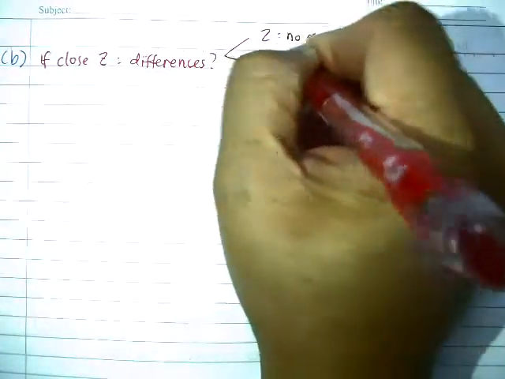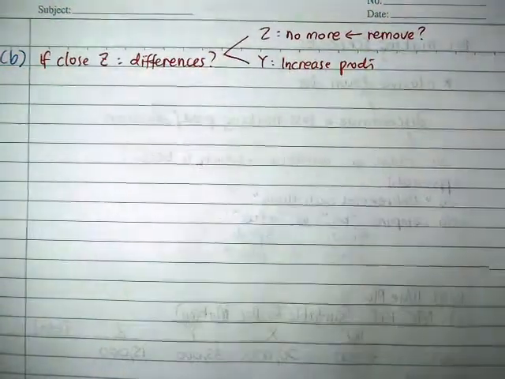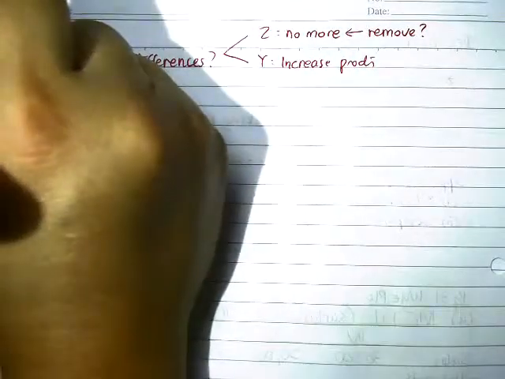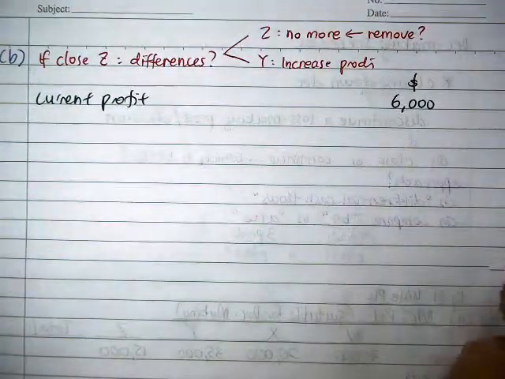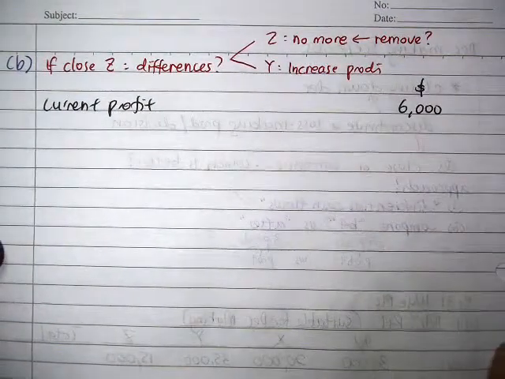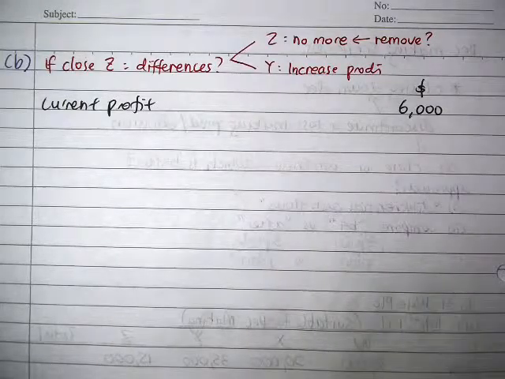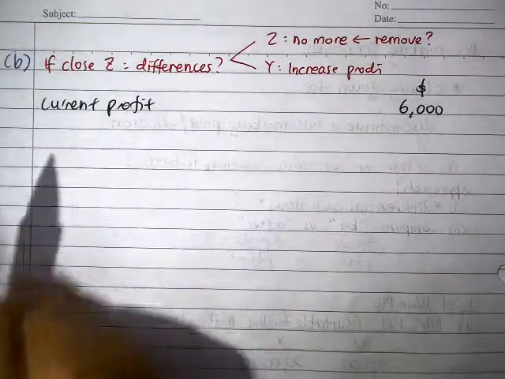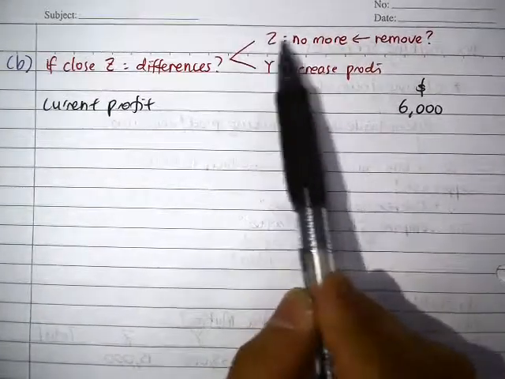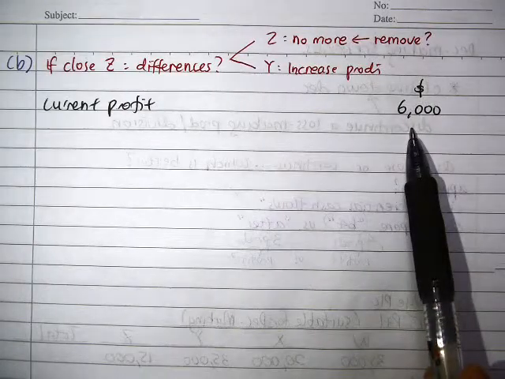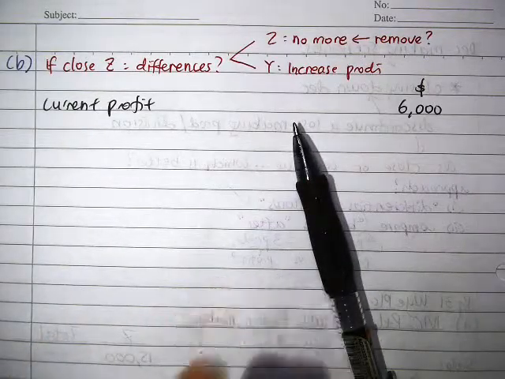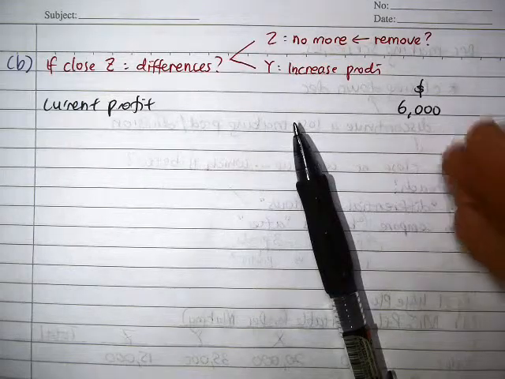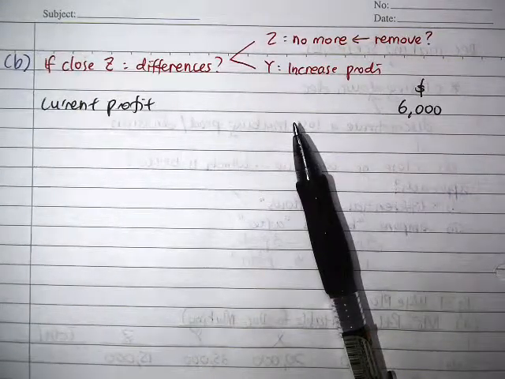Yes. Why they say will increase production. So the current profit is 6,000. So please adjust for me. If Z you say no more, what do you do with the number? Do you add, do you minus? And if Y increases, do you add, do you minus? Okay, what do you add, what do you minus? You put in the figure. Now after you put in the figure, what is the new total? That's it. Now this is called differential cash flow. You just look at the difference only. What's the difference after you stop? You try that.